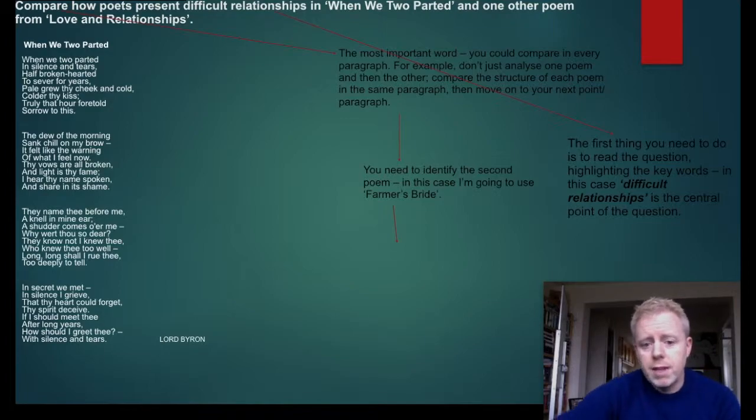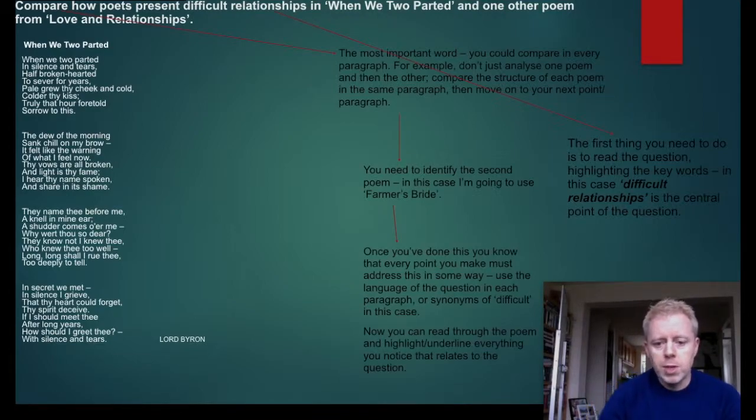You then need to identify the second poem. In this case, I'm going to use Farmer's Bride. There are other options as well. Once you've done this, you know that every point you make must address this in some way. Use the language of the question in each paragraph, or synonyms of difficult in this case. Now you can read through the poem and highlight or underline everything you notice that relates to the question.